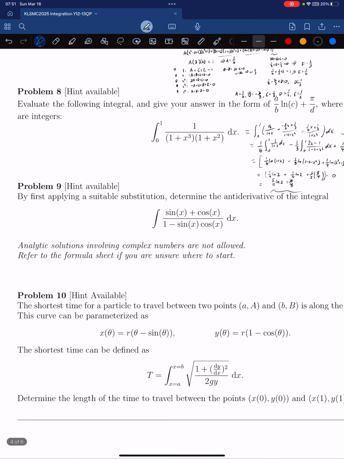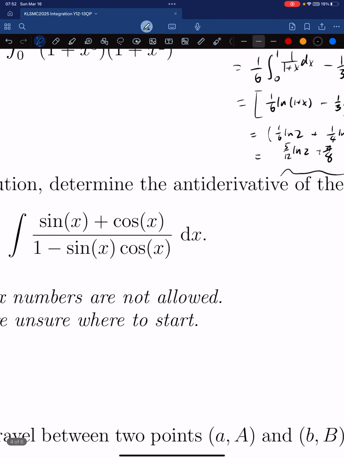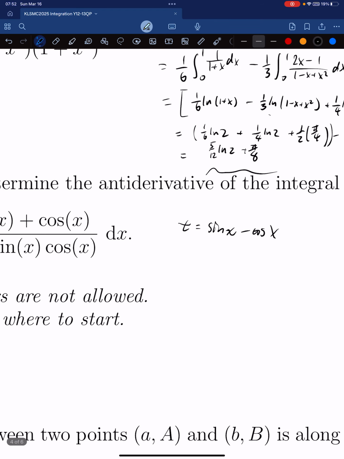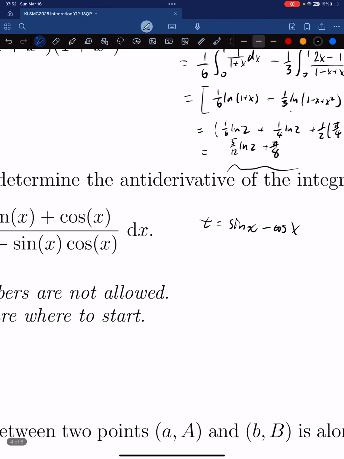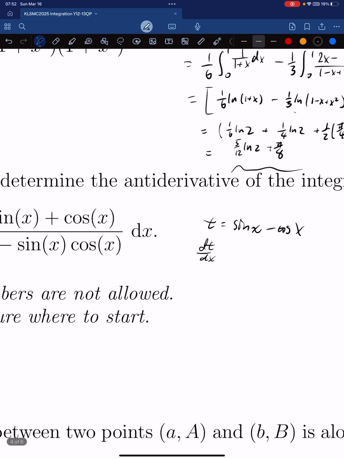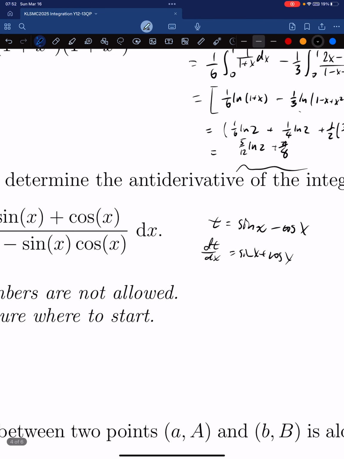Alright. By first applying a suitable substitution, determine the antiderivative of the integral below. I want you all to consider the substitution t equals sine x minus cos x. The good thing about this substitution is that you can hopefully realize that t prime, or dt over dx, is equal to sine x plus cos x, which is basically our numerator. So I want you all to consider this substitution.